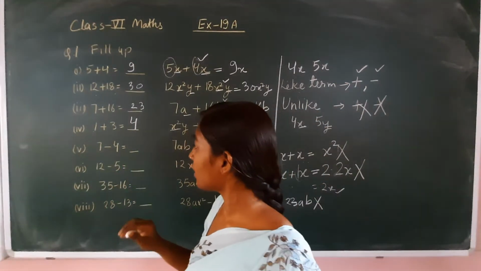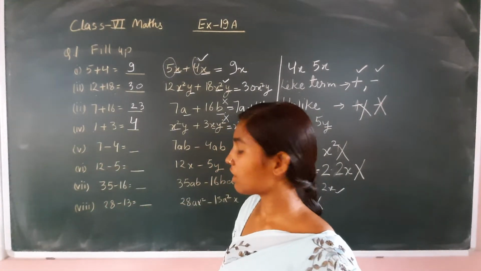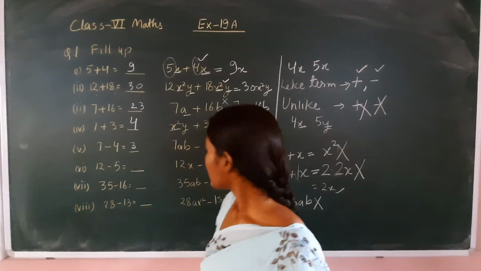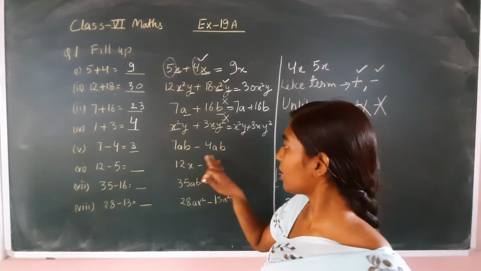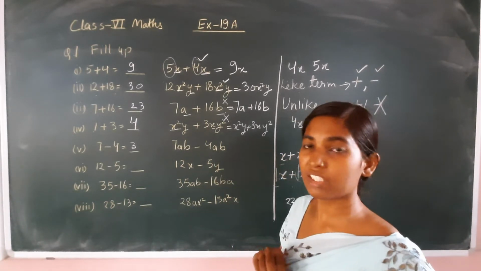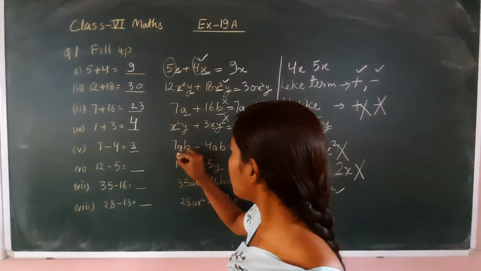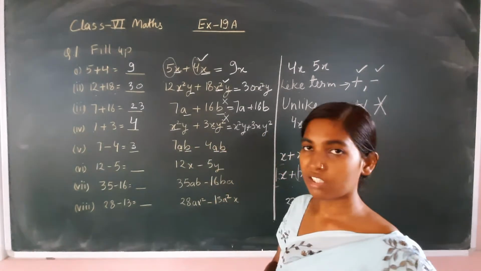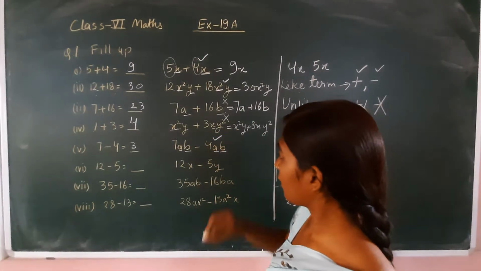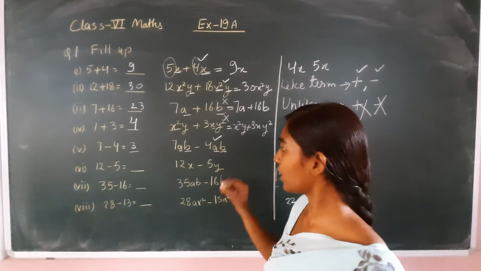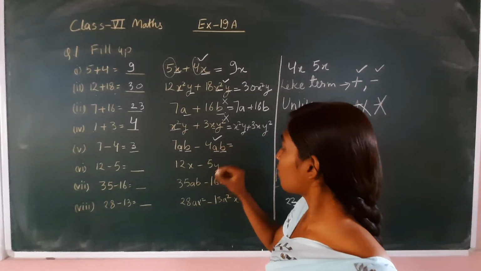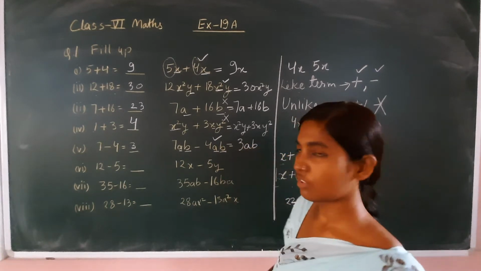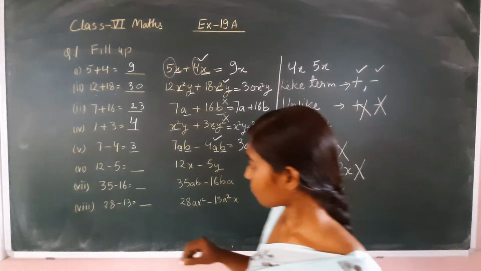Now come to the fifth one. 7 minus 4. 7 minus 4, the simple answer is 3. Now come to this, 7ab minus 4ab. Check whether these are like terms or not. Here is a, here is a, here is b, here is also b. Yes, they are like terms. They can be added or subtracted. So 7 minus 4 is 3 and the variable is ab. So this will be the answer.